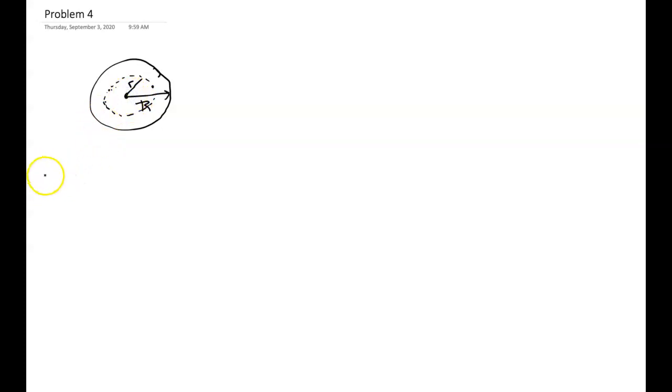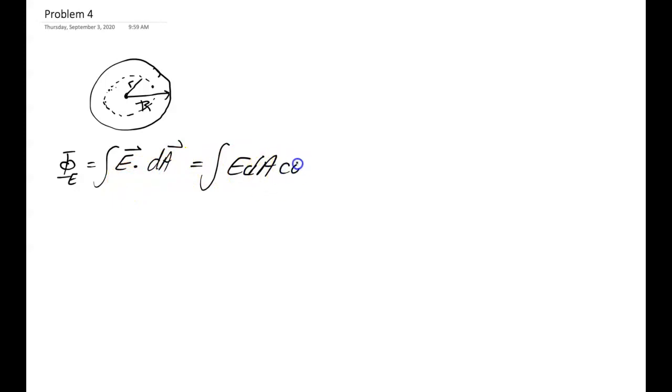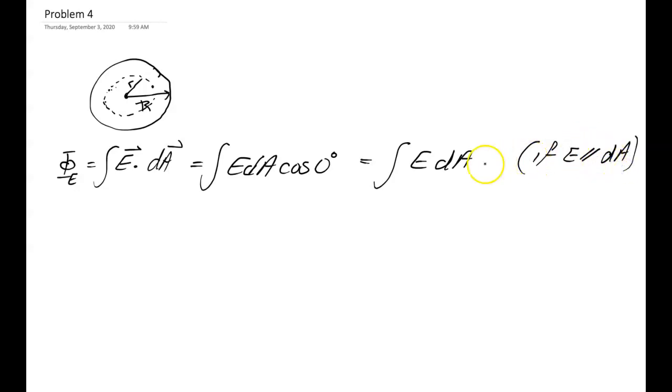Because of the symmetry of the sphere, we know that the electric field is radially outward, and so is dA. So we can say that phi E equals the integral of E vector dotted with dA vector, which is the same as E dA. Since they point in the same direction, that would be cosine of 0 degrees, or just 1. So this is the integral of E dA. This is always going to be the same if E is parallel to dA. If it's anti-parallel, meaning pointing in the opposite direction, you can just have a minus sign somewhere.